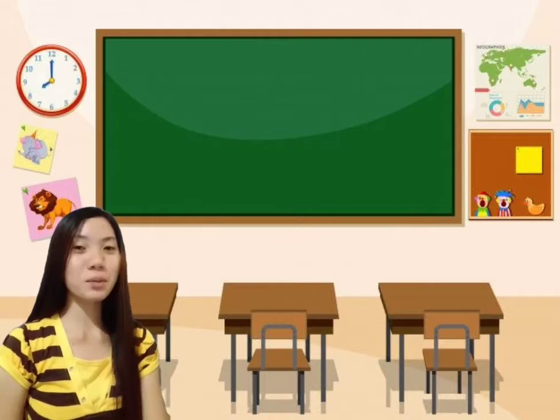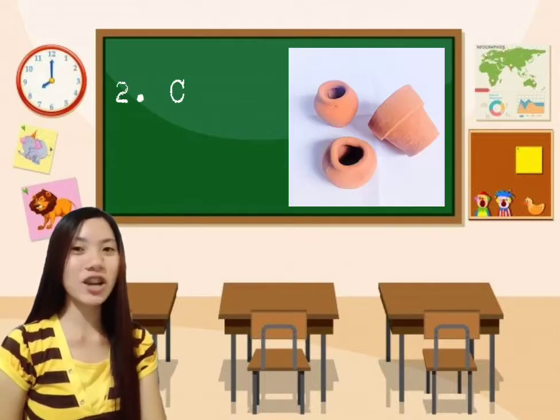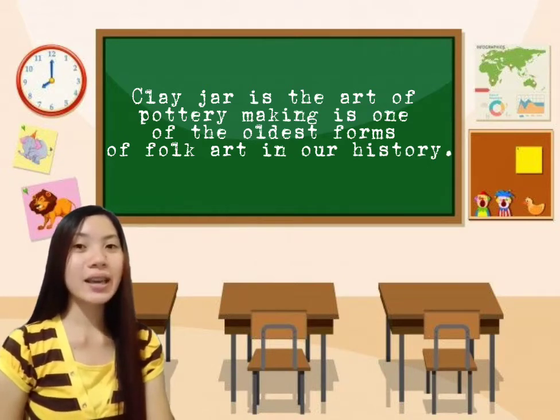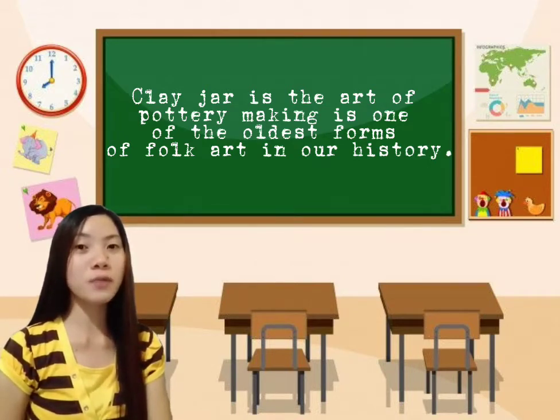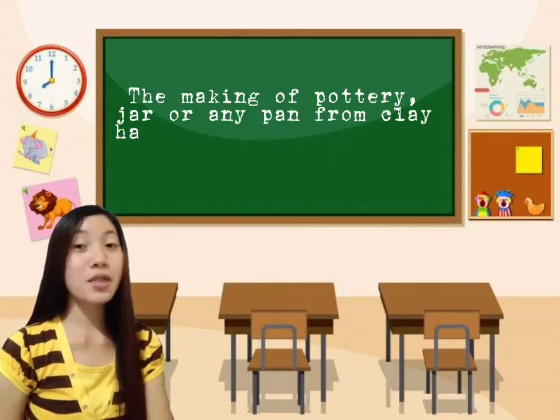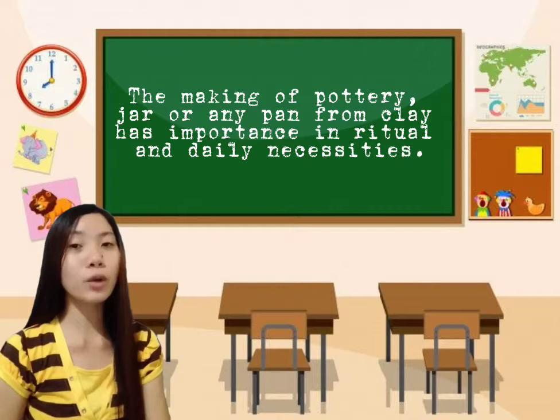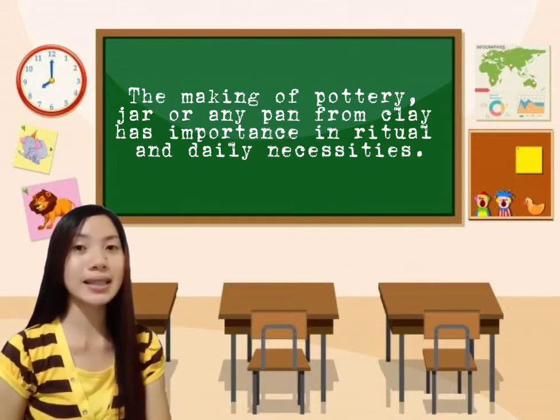The second example of 3D art is the clay jar. Clay jar is the art of pottery making and one of the oldest forms of folk art in our history. The making of pottery, jar, or any pan from clay has importance in ritual and daily necessities.